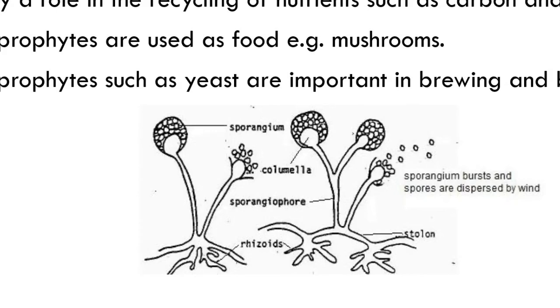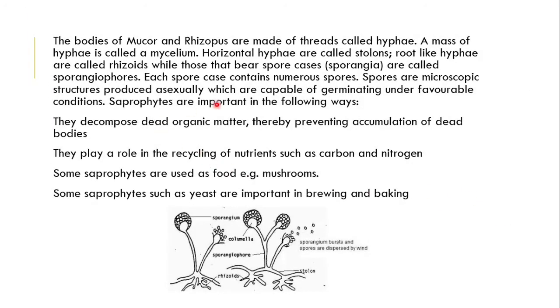All right. Now, saprophytes are important in the following ways. Number one, they decompose dead organic matter, thereby preventing accumulation of dead bodies. They break down dead organic matter, and then they play a role in the recycling of nutrients such as carbon and nitrogen.